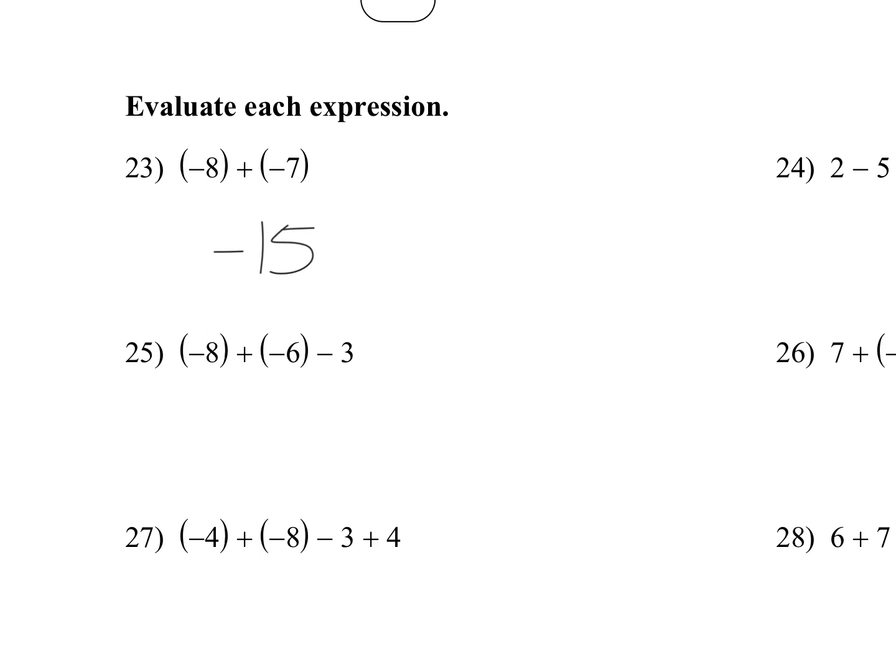25, what do we do first? We add -6 and -8. Yep, go left to right. So take your first two numbers, -8 plus a -6 is -14, and then we have that -3. What do we get? -17.